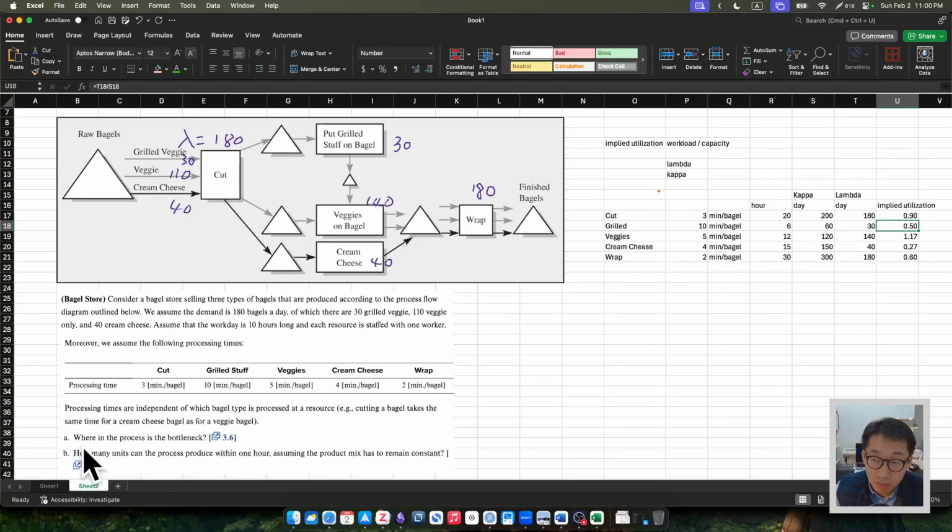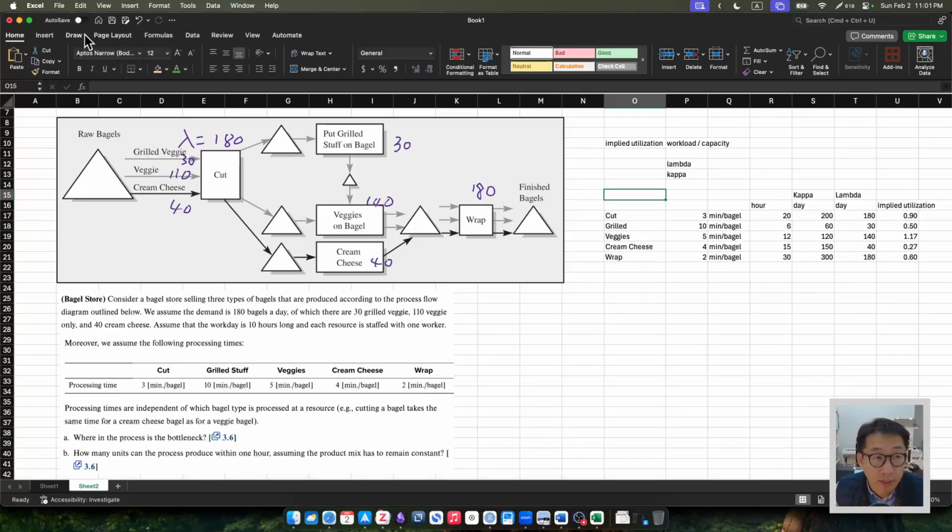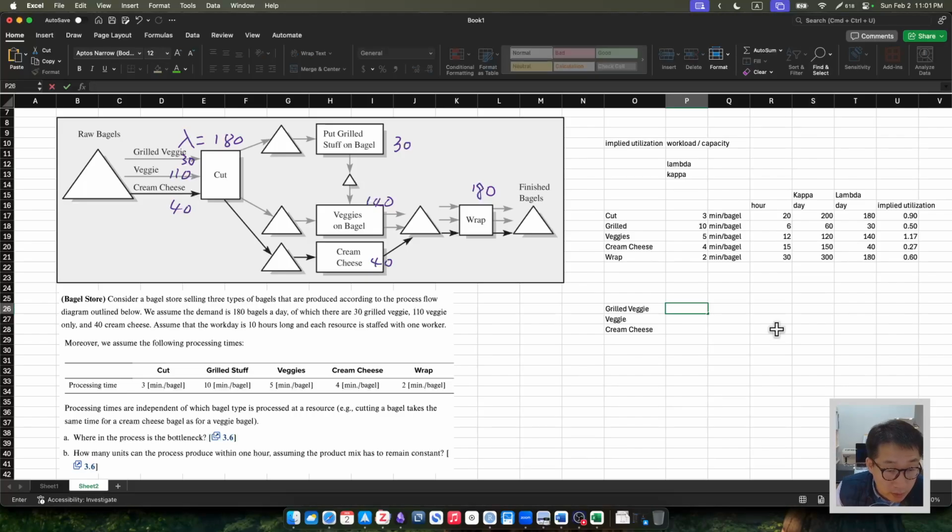Let's take care of question B before we finish. I'm sorry I didn't use orange to draw the capacity part, but we've done it here. This is straightforward enough that we don't need to make a big deal out of it. It's basically saying you want to maintain the same ratio as in the previous problem. So for grilled veggie bagel, veggie bagel, and cream cheese bagel, the ratio is 30, 110, and 40.